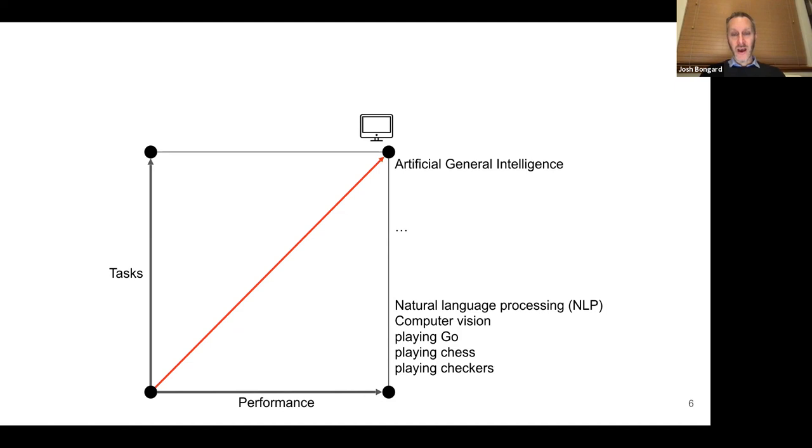It turns out, as we've learned throughout the history of AI, that moving upward in this plane is more difficult than moving to the right, because moving up requires a machine that's already able to perform one task to acquire the ability to perform a new task without forgetting how to perform the original task. This is known as catastrophic forgetting in the machine learning literature and is a notoriously difficult problem.